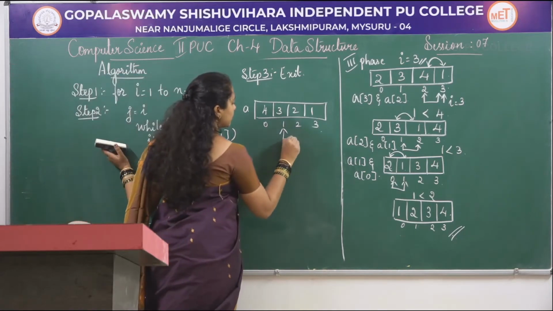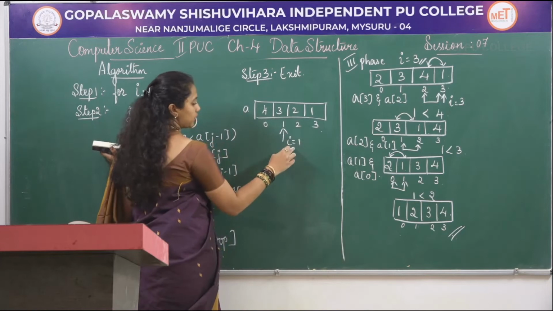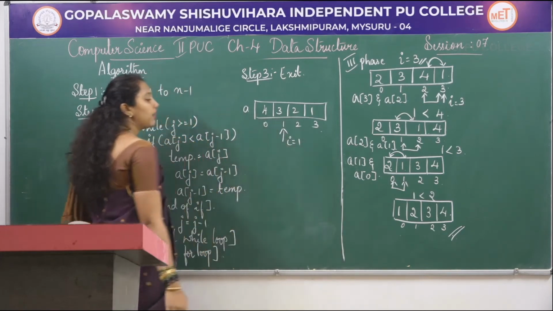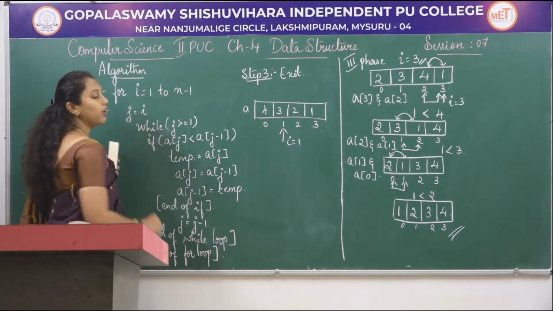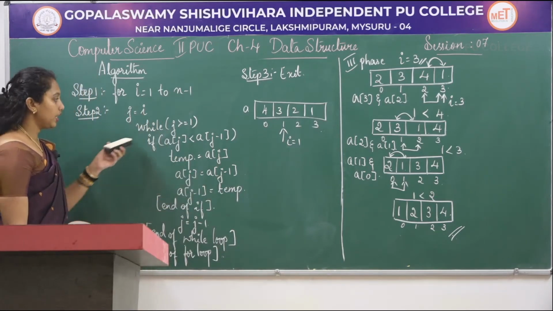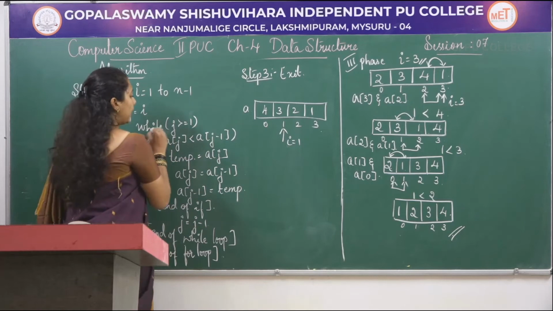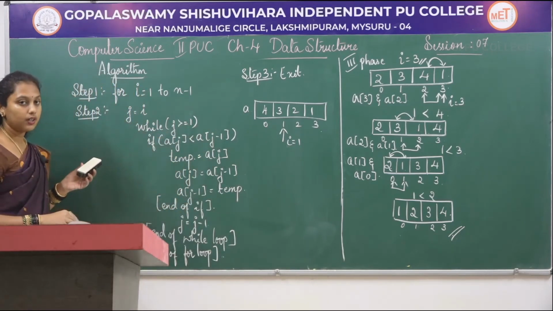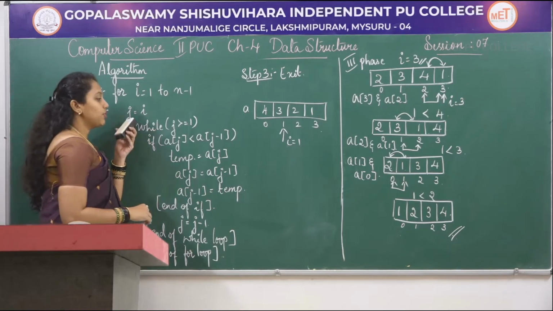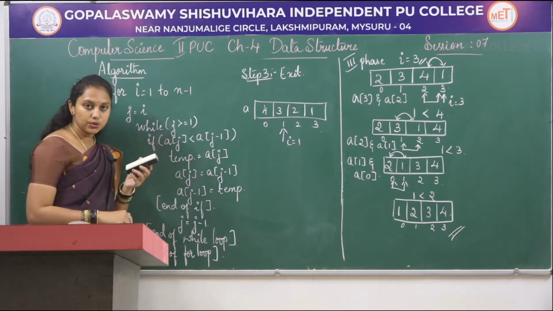So the comparison starts from first position. So what is the value of I? The value of I is 1. I am going to store the value of I in the variable called j. Next I am going to check while j is greater than or equal to 1 or not. As the value of j is 1, the condition is true.